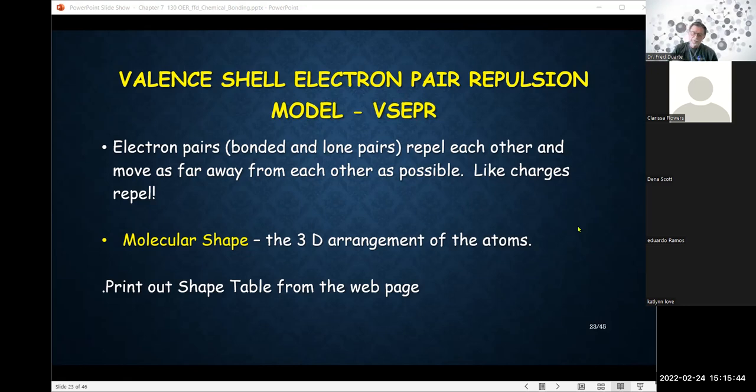As compared to, let's say it was bonded, then the repulsion would be against another bonded pair. And so that effect, because of the charge of electrons and the repulsion, has a big effect on the structure of the overall compound. And hence they come up with this model, valence shell electron pair repulsion model, or AKA VSEPR, okay? So electron pairs repel each other and they wanna move away from each other as far as possible. Okay, because like charges repel.